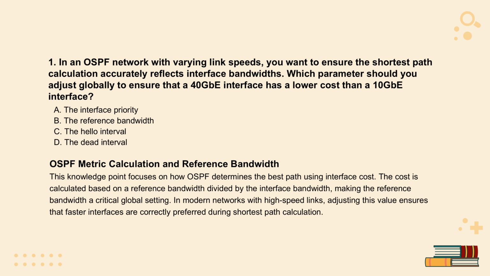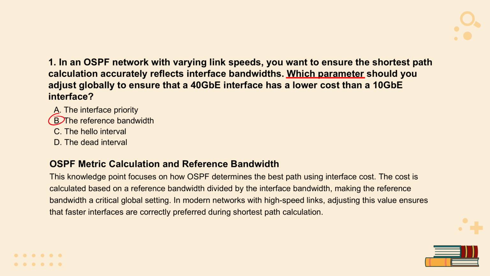So let's start at the foundation, the backbone. We have to talk about routing protocols. And the first one that jumped out was a scenario with OSPF. Open Shortest Path First, yep. And the setup in the question is something you see everywhere now, mixed link speeds. Sure, you've got your older 10 gig links and then you've just installed some shiny new 40 gig pipes. Very common. So here's the problem. The question asks, you want to ensure the shortest path calculation accurately reflects interface bandwidths. Which parameter should you adjust globally? And the answer was reference bandwidth.